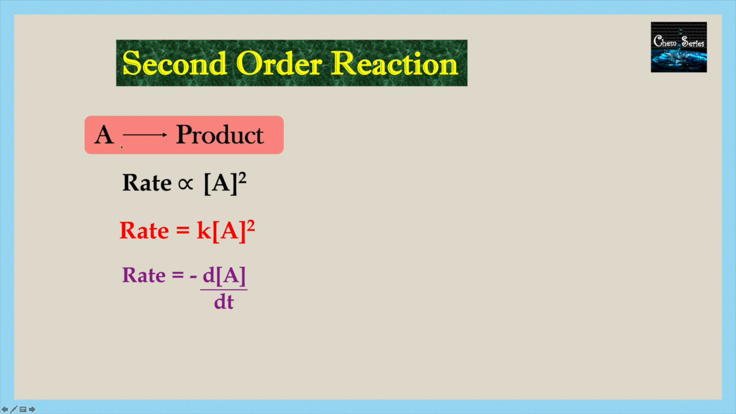And rate can also be written for the disappearance of the reactant, that is, the rate is equal to minus dA by dt. This we have already seen. So minus dA by dt is also equal to K A power 2. We are equating these two equations. So now bring all the concentration of the reactants to one side, that is minus dA by A square is equal to K dt.